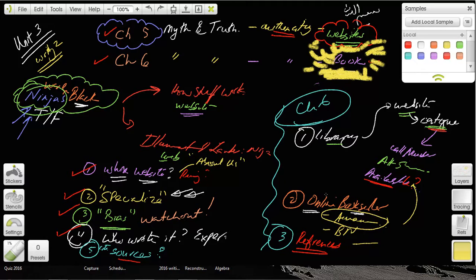So if you want to find some information, one very good way to do it is to look at the references that are made in other articles, websites and books, okay? And obviously you can do all of them at the same time. All right.